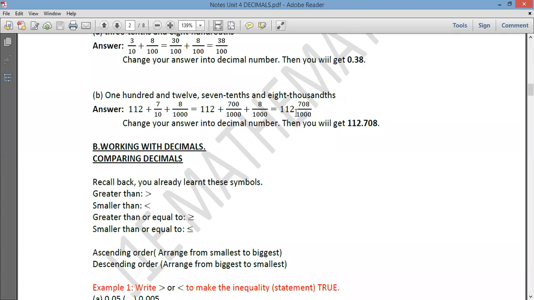Then you have to change your answer into a decimal number. So 112.708. Okay, because 708 divided by 1000, you get 0.708. If you have any question, you can use the setting there. You can raise up your hand there. Then I will stop and answer your question. If you don't have any question, I will keep continuing.